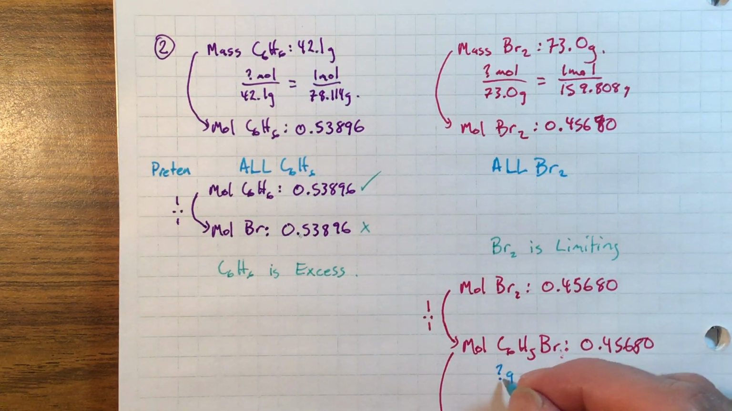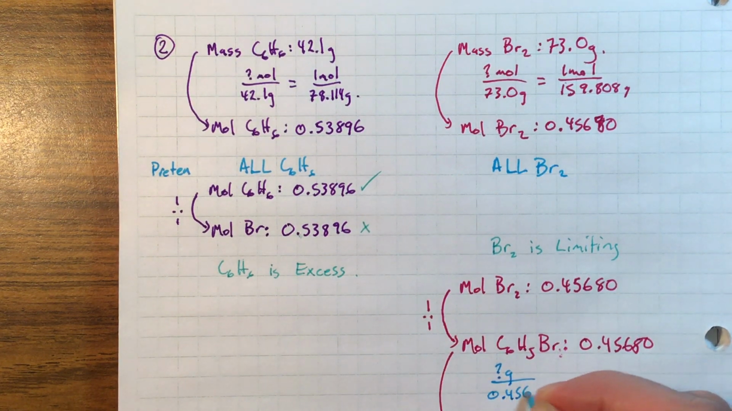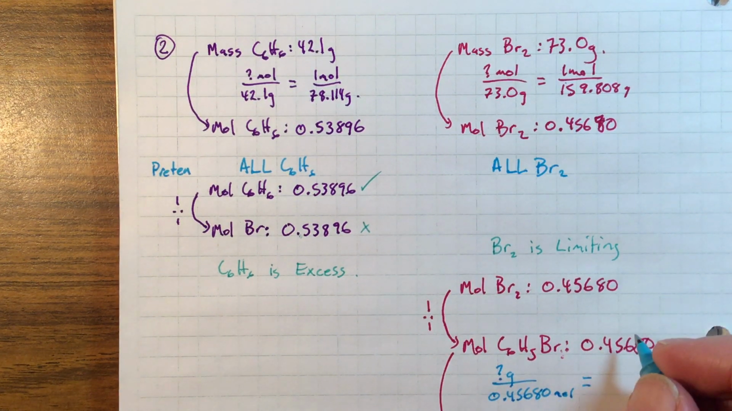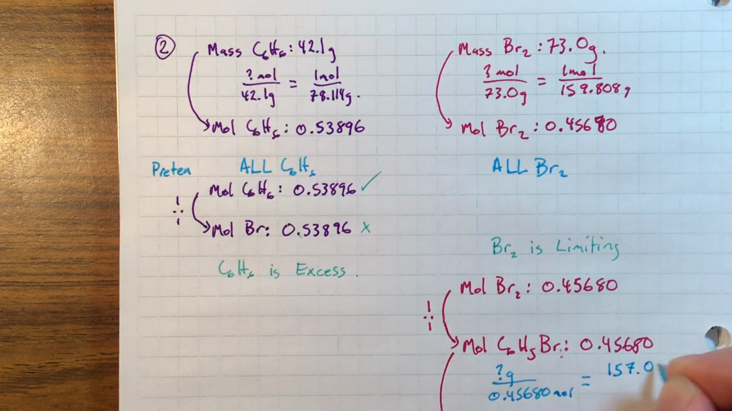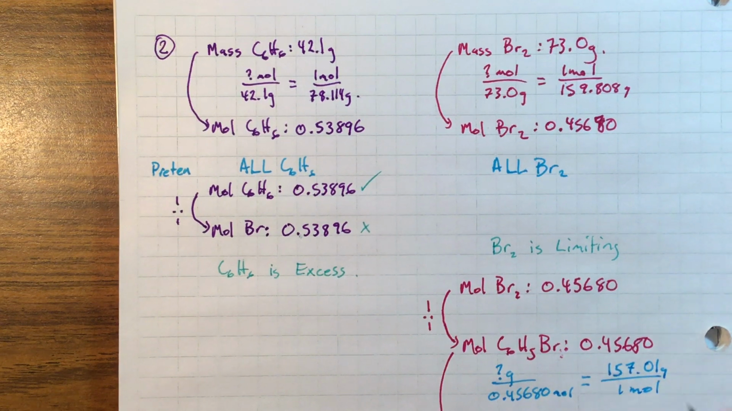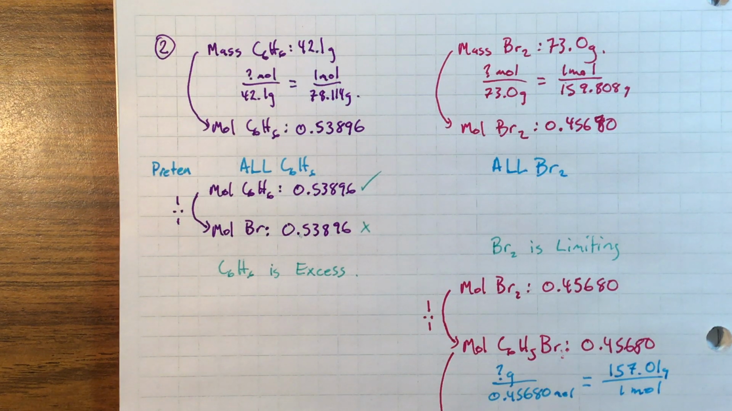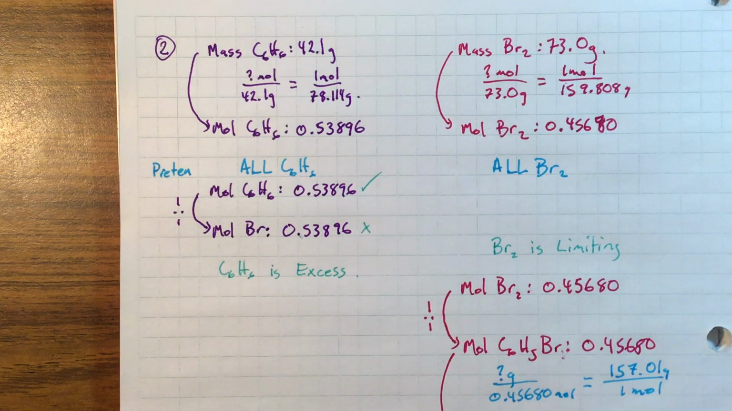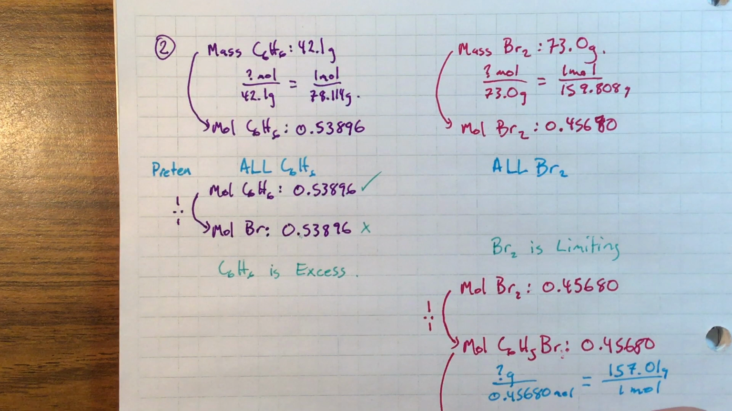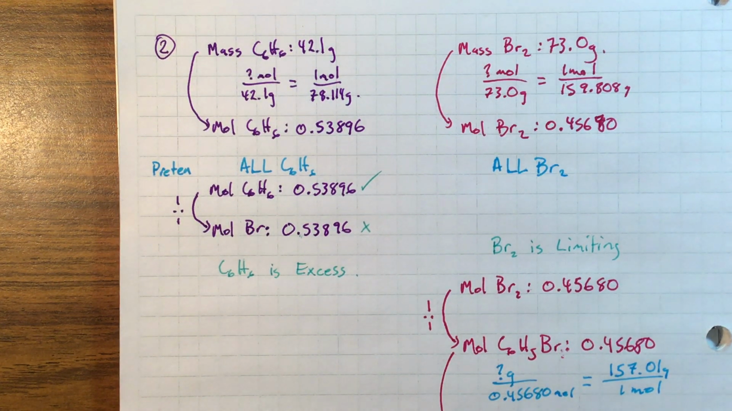So then we can write up our last question. How many grams will we get in 0.45680 moles if there are 157.01 grams in 1 mole? So we take this 0.45680 times 157.01. And I did not get that, 157.01. 71.7 grams. Okay, there's that.